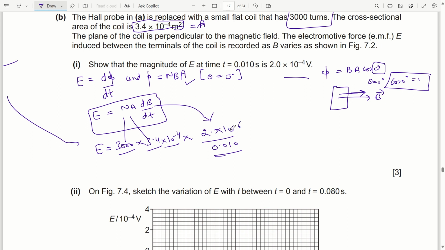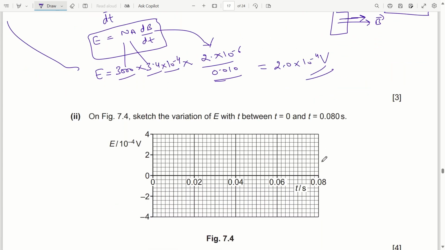This value I have taken from graph 7.2 figure. So on solving this we will get 2.0 into 10 raised to power minus 4 volt. Now second question, on figure 7.4 sketch the variation of E with time t between 0 to 0.080 second.